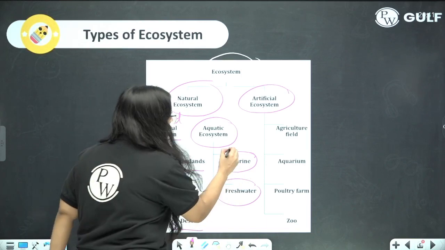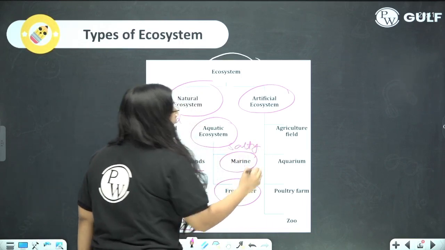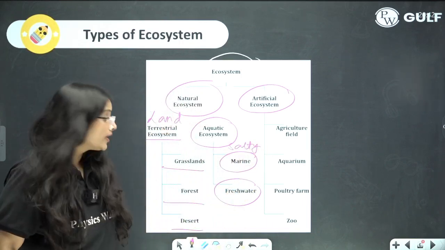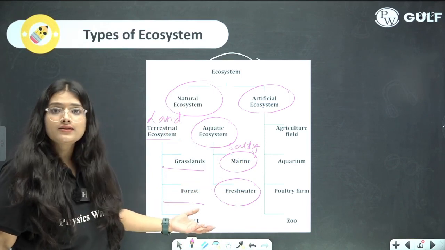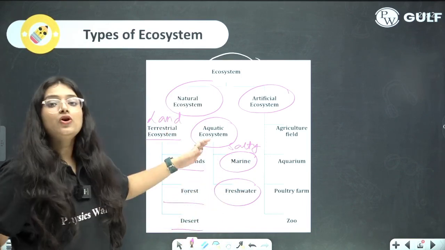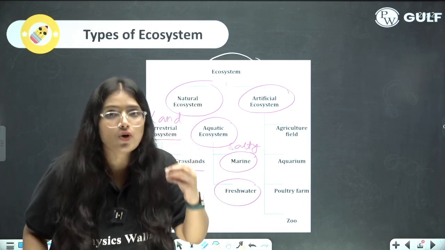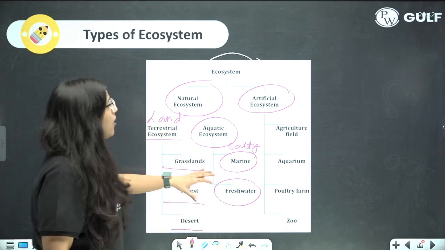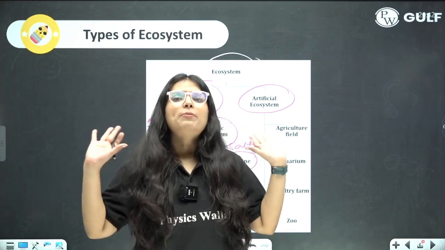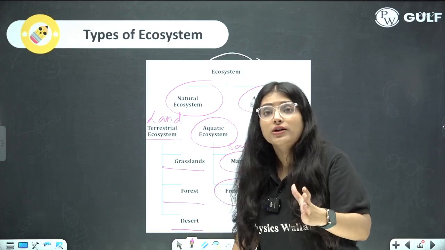Marine water means salty water like seas and oceans. Freshwater, rivers, ponds, they are freshwater. So what are those? Those are actually ecosystems. Now, we have talked about how these all are present in nature without any human effort.